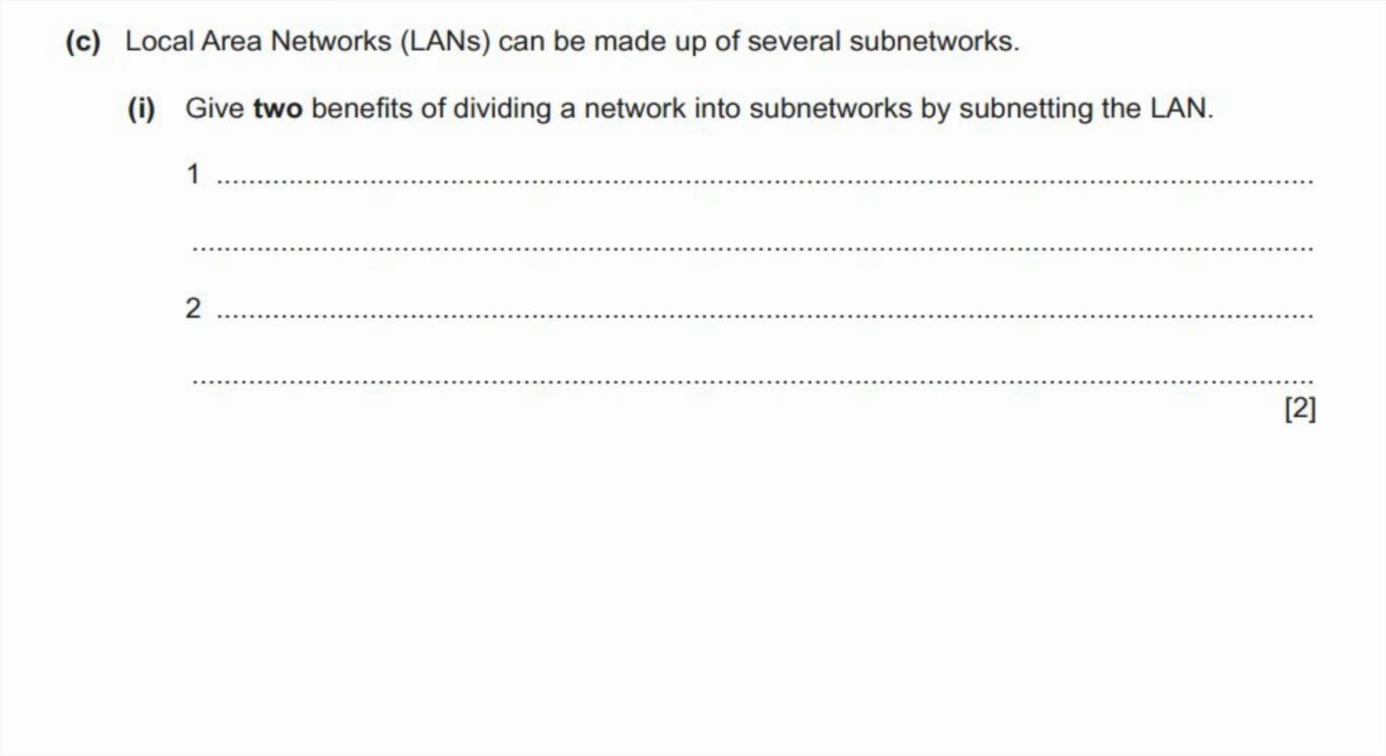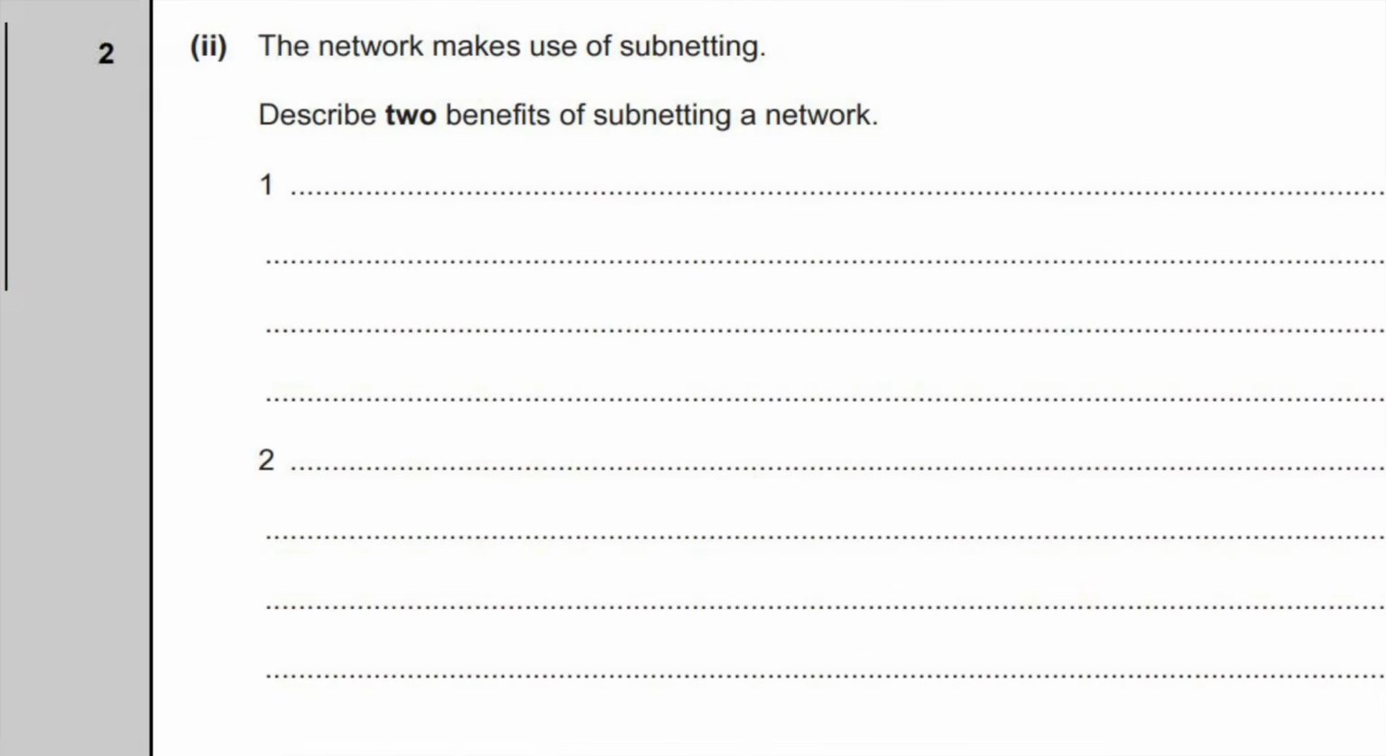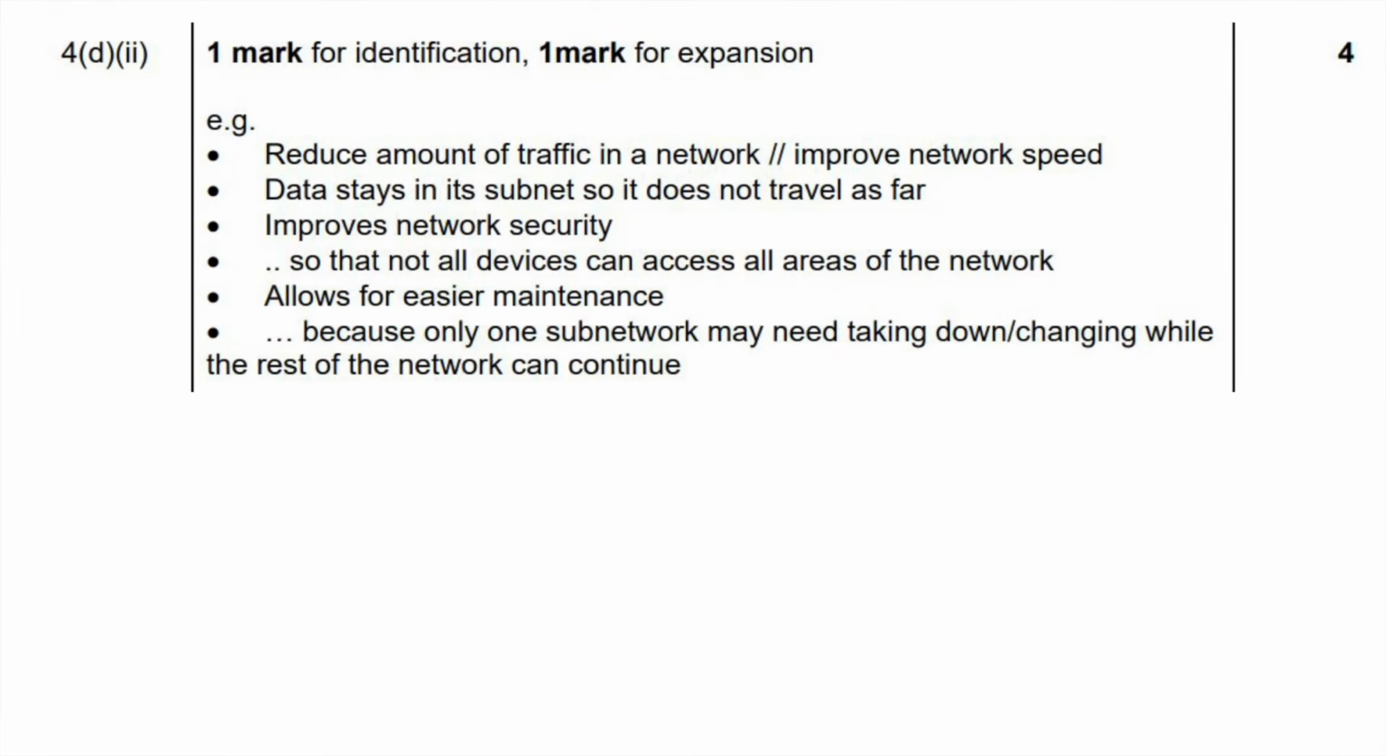Local area networks can be made up of several subnetworks. Give 2 benefits of dividing a network into subnetworks by subnetting the LAN. Again, improves security, reduces congestion, allows extension of network, aids day-to-day performance management, improves performance. Network makes use of subnetting. Describe 2 benefits of subnetting a network. And this is just more of the same.